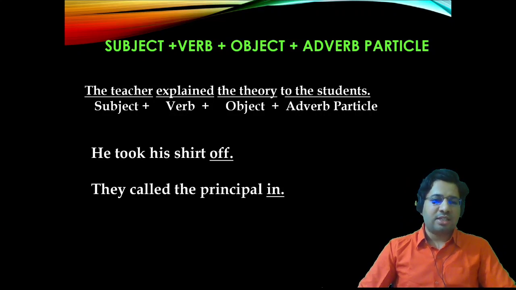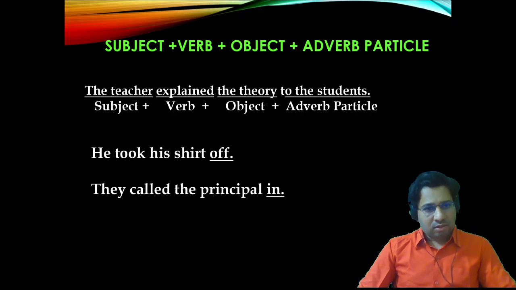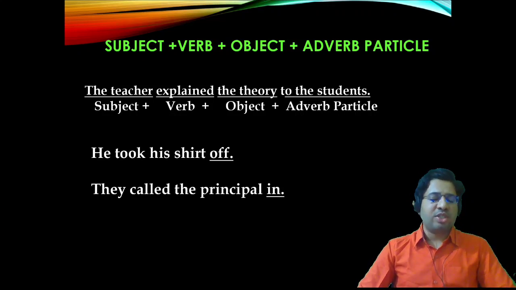So in this sentence, he took his shirt off. So the particle is after the object. He is a subject, took is a verb, his shirt is an object, and off is a particle. In a similar way, they call the principal in.